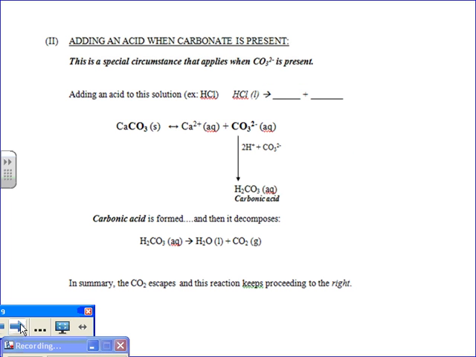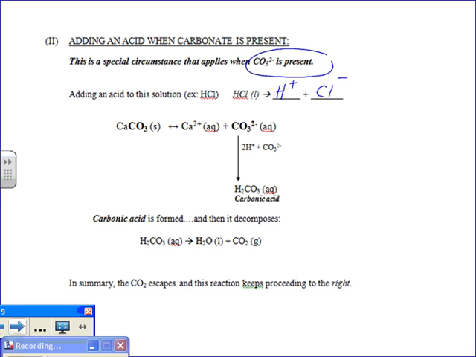Finally, we have one other way of shifting the equilibrium to the right, or in other words, another way of removing an ion from solution, but it's a special circumstance when we have carbonate present. So if carbonate is one of my ions, I can add an acid to my equilibrium, so to my saturated solution. For example, if I added some hydrochloric acid, it will break apart in water to give me H plus and Cl minus. The H plus here is important because the H plus is going to react with my carbonate ion.